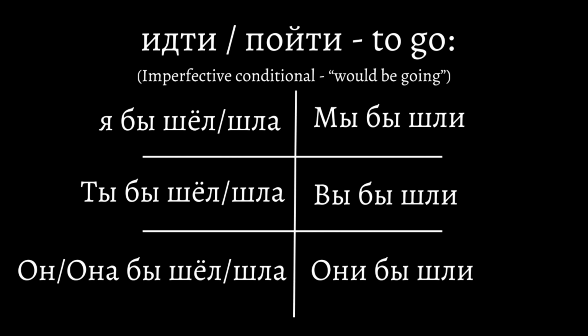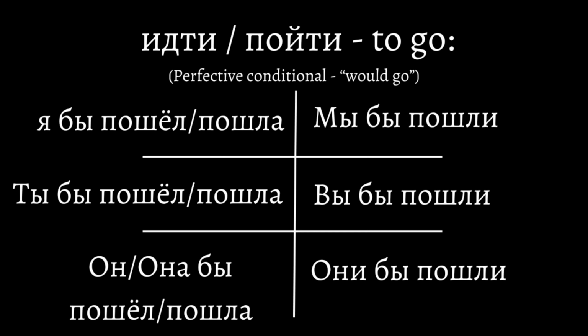Here we have the imperfective идти and the perfective пойти. They both mean to go, they end in the unusual t, but their conjugations are irregular. In the imperfective, the conjugations are я бы шел, I would be going masculine, ты бы шла, you would be going feminine, and мы бы шли, we would be going. In the perfective, it's the same but with the prefix po, and the meaning is would go.